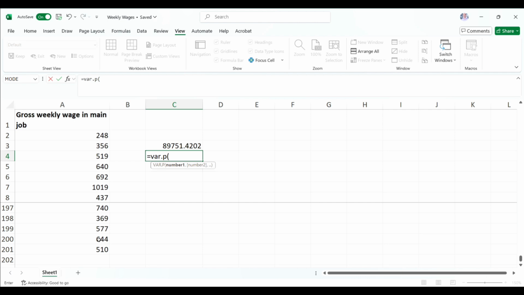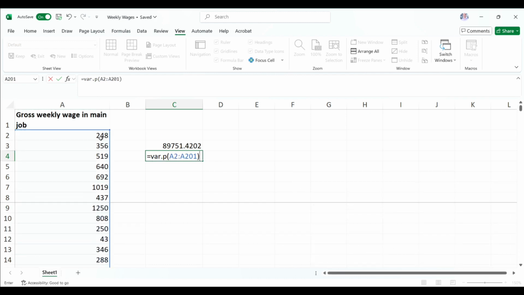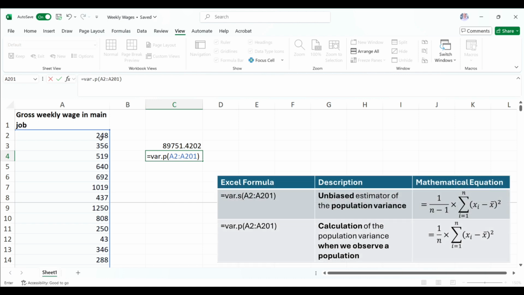Now, the other formula that you could have used is =VAR.P. And this is the variance formula that you would use if you observe a population. If you're observing a population and you want to find the variance of that population, then you use this =VAR.P, and the formula for this looks very similar to VAR.S, but instead of dividing by n minus 1, we now divide by n. So the formula is 1 over n times the sum of squares of the observations away from the mean.